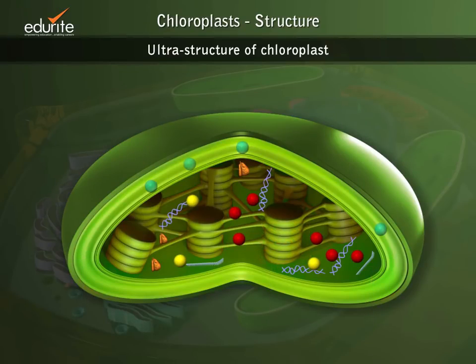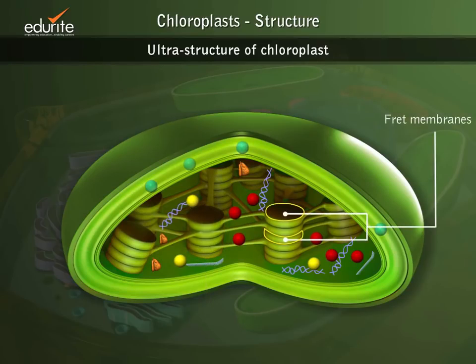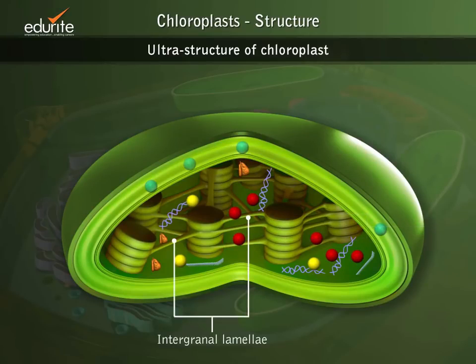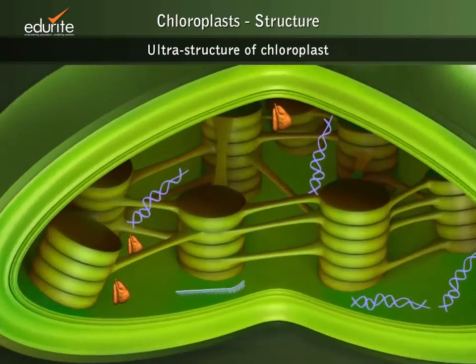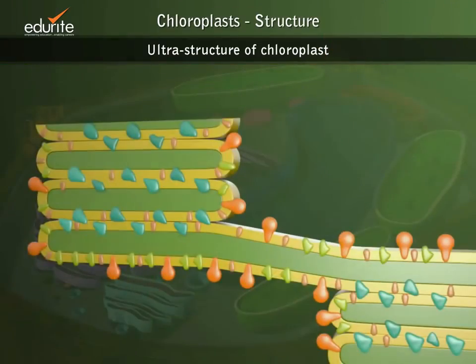The thylakoid membrane is a network of membrane-bound flattened discs called thylakoids, which are arranged in stacks called grana. The membranes of thylakoids are called fret membranes, and the grana are interconnected by tubular membranes called the intergranal lamellae. Each chloroplast may contain 10 to 30 granal clusters, with a single granum comprising about 20 to 60 thylakoids.